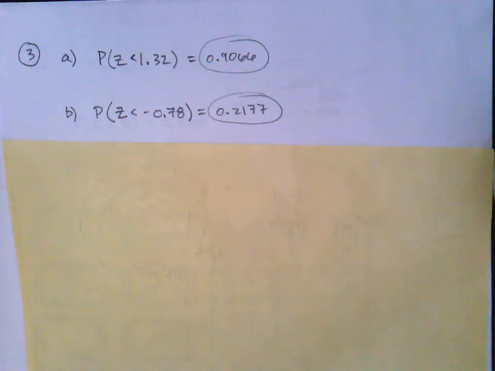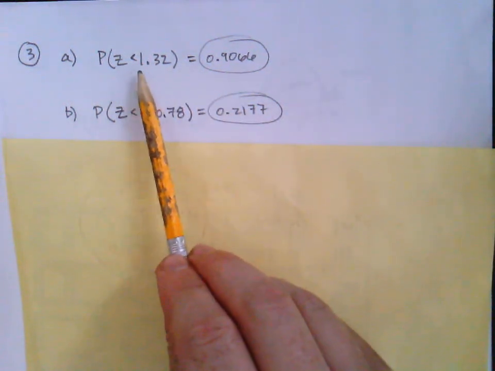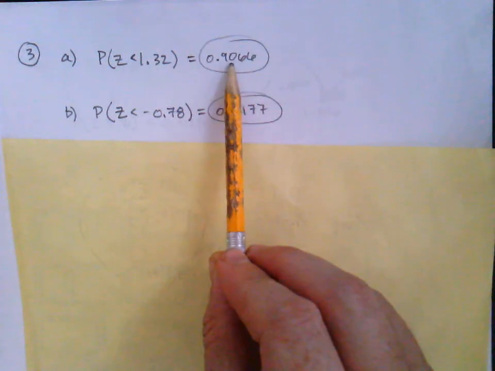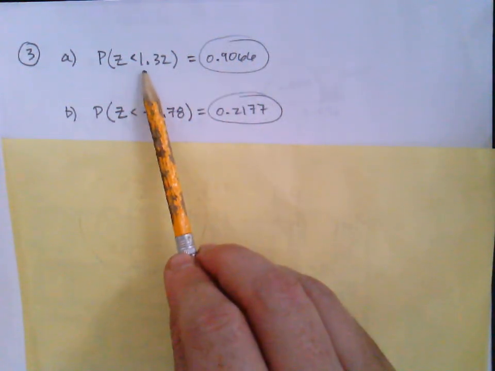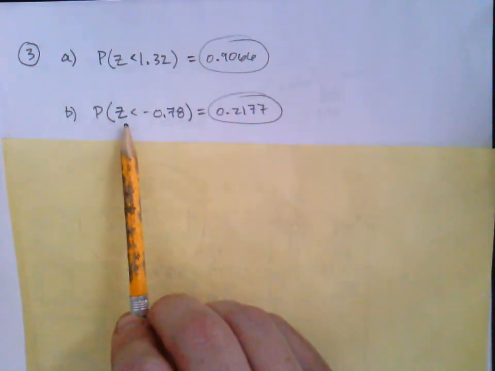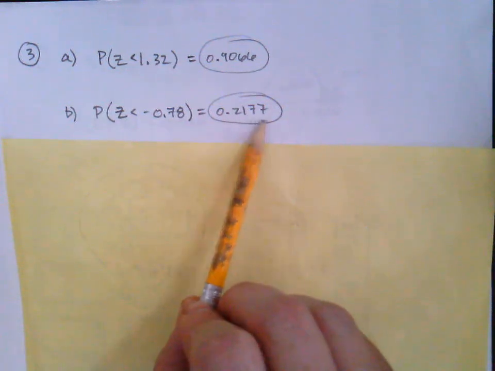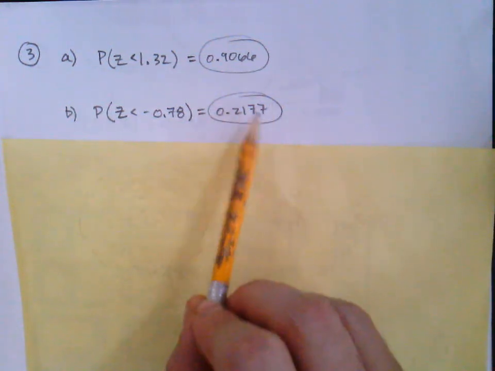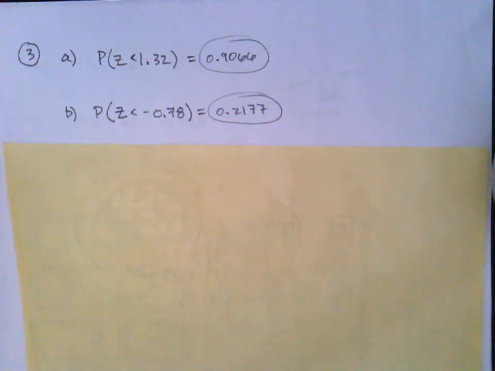And you notice these answers, they're representing probabilities, right? So in the first one, the probability that your z-score is less than 1.32, 90.66%. The probability that your z-score is less than negative 0.78, 21.77%, or 0.2177. Important not to forget what these represent. They're probabilities, the likelihood of those things happening. Okay, let's go to part C.